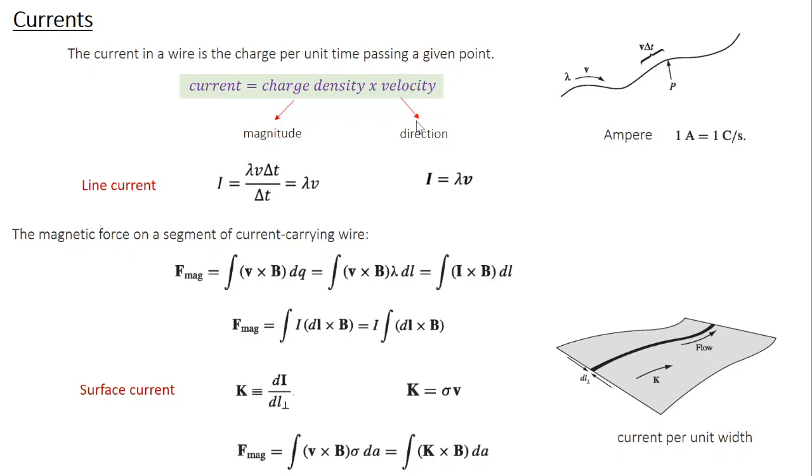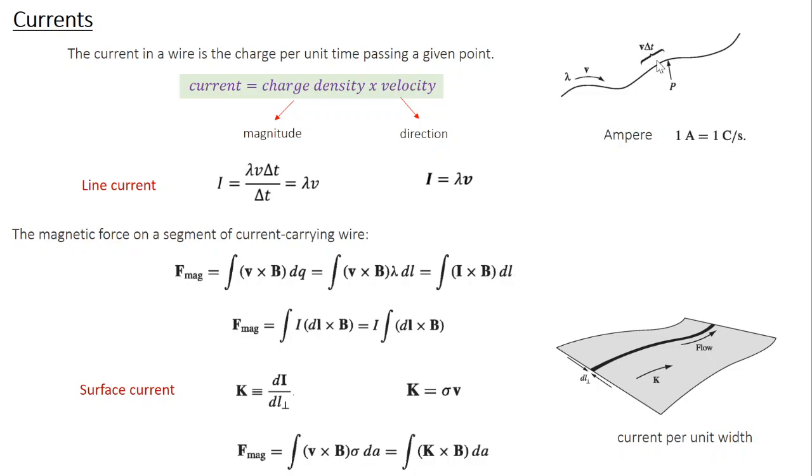When we discussed charge densities in electrostatics, we have seen that there are three types of charge densities: the line charge density, surface charge density, and volume charge density. Consequently, we have three types of currents. One is the line current, surface current, and the volume current. Let's first discuss line current. So imagine that you have a wire and there is a line charge density lambda on it moving with a velocity v. So in time delta t, the charge density is going to cover a distance v delta t.